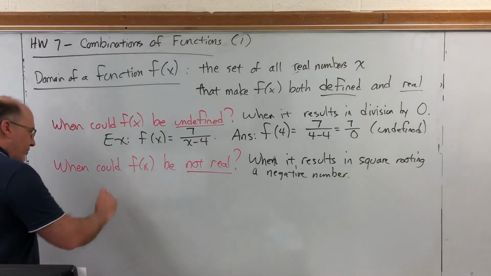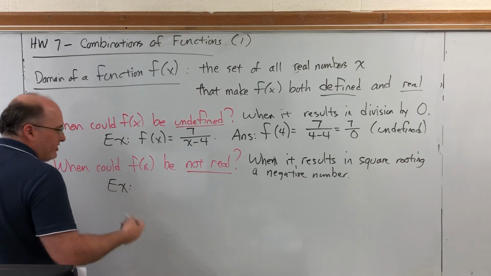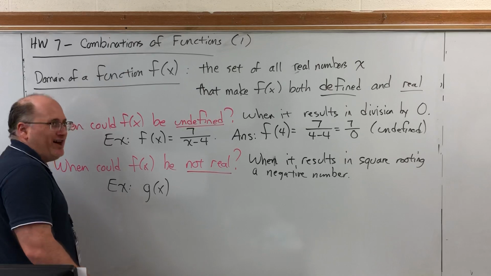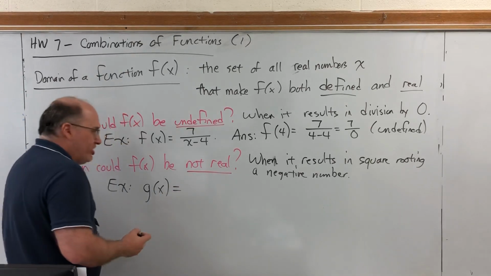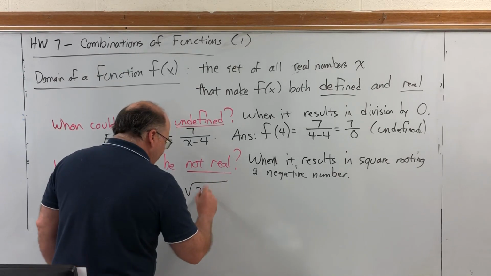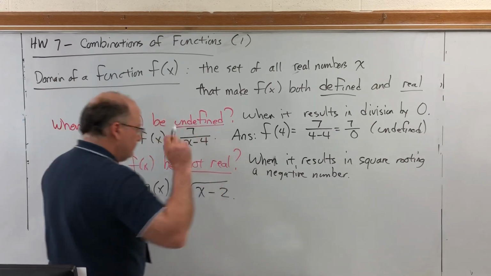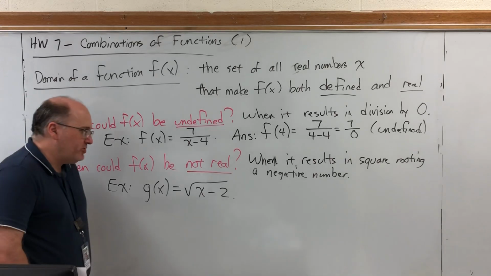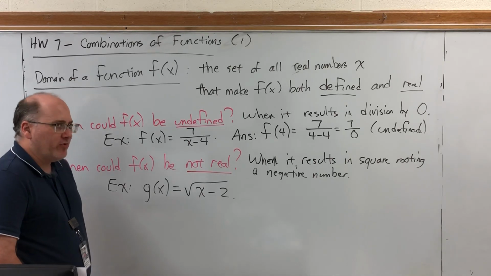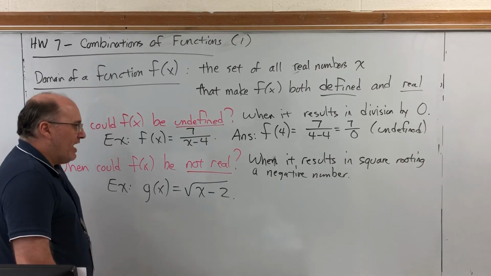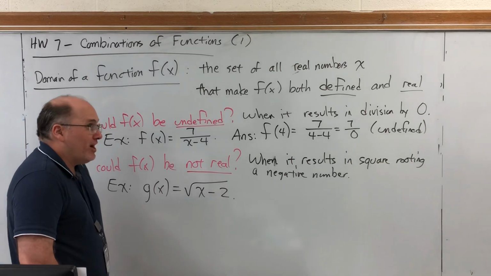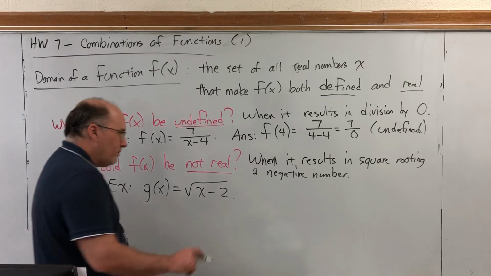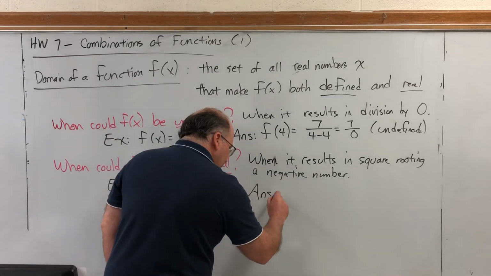So let's take a look at another example. We'll call this function g of x. Why not? G of x equals the square root of x minus 2. Can you think of a number that when we substitute into the function would cause us to take the square root of a negative number? I'll give you a hint. There are a lot of numbers that will do that. Could you think of one?